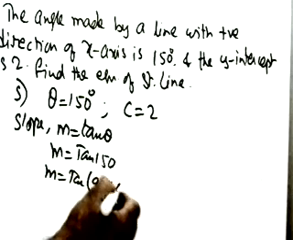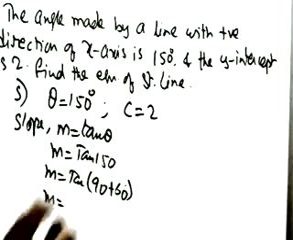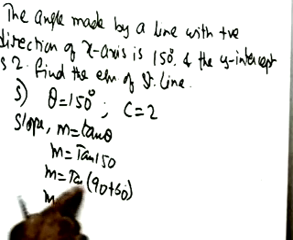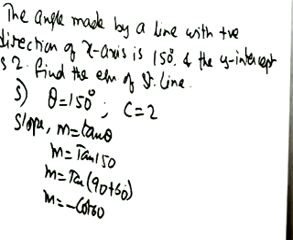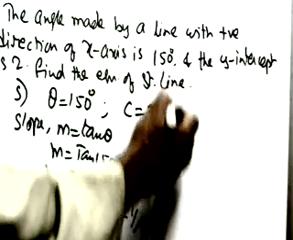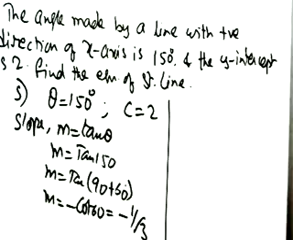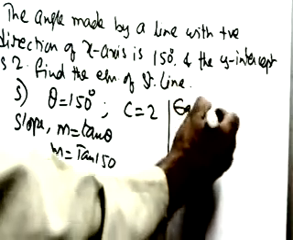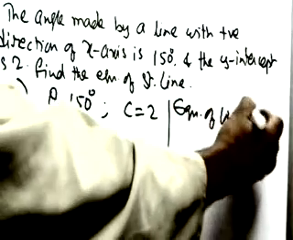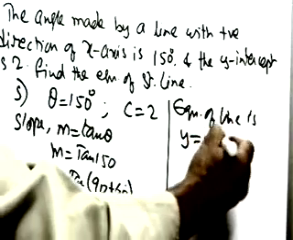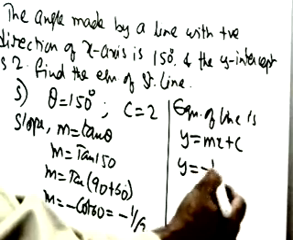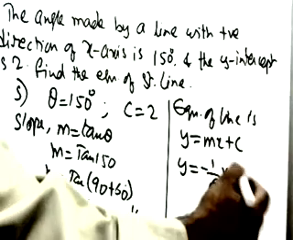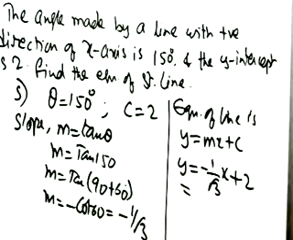We can write tan 150 as tan of 90 plus 60. Referring to trigonometry, tan of 90 plus theta is minus cot theta, so minus cot 60. From the table, cot 60 is 1 by root 3. So now we have the slope of the line. We have the y-intercept, therefore we can use the formula y equals mx plus c. So y equals minus 1 by root 3 into x plus 2.